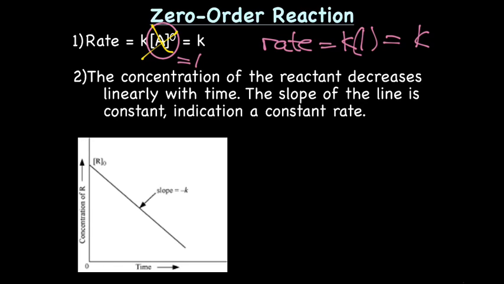The concentration of a reactant decreases linearly with time, and the slope of the line is constant, which is an indication of a constant rate. And the slope of the line is a measure of K.